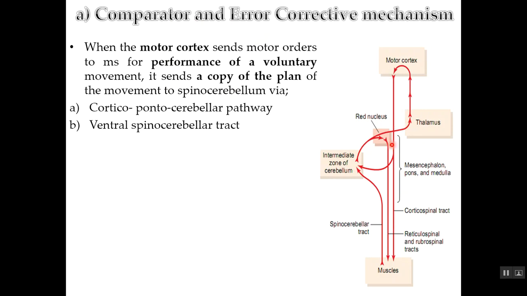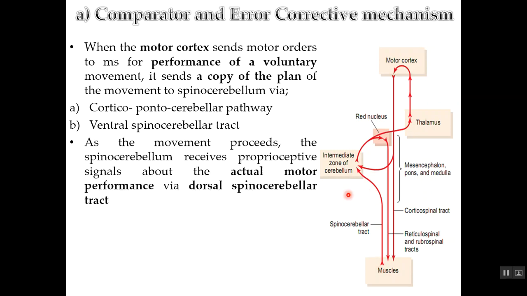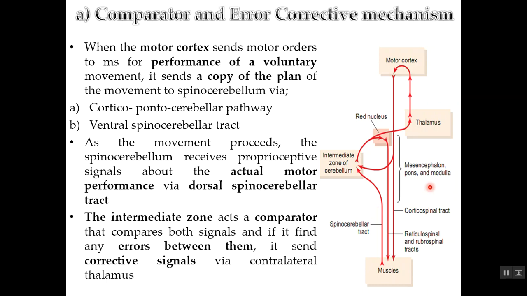The first plan comes from the corticopontocerebellar tract and the second from the ventral spinocerebellar tract. As the movement proceeds, the spinocerebellum will receive information or signals about the actual performance of the movement via what? The dorsal spinocerebellar tract. So it receives two pieces of information: the plan of the movement, and the performance of the movement. The intermediate zone of the cerebellum, or paravermal zone, acts as a comparator.